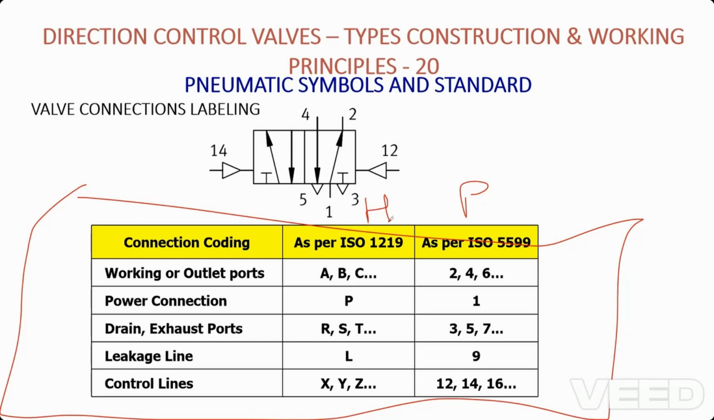So that way we will be using it for signaling. So for that also there is a connection. Whereas coming to hydraulics, P is given as the pressure port. The first three letters A, B, and C are given for working ports, and exhaust R, S, and T are given for exhaust or drain. And in hydraulics, there may be chances of a leakage line, so they have given it as L. And the last letters X, Y, and Z are given for control lines or pilot ports.